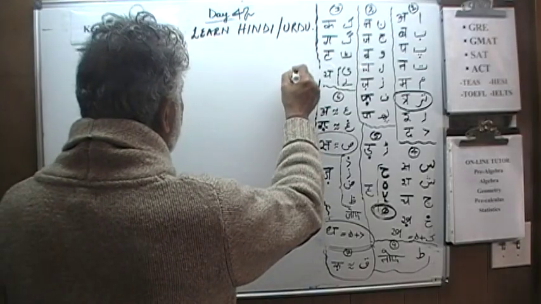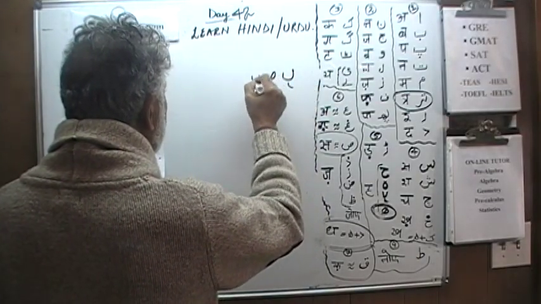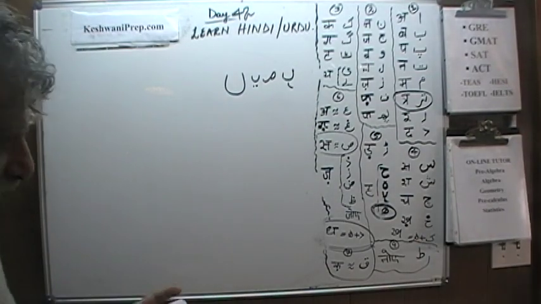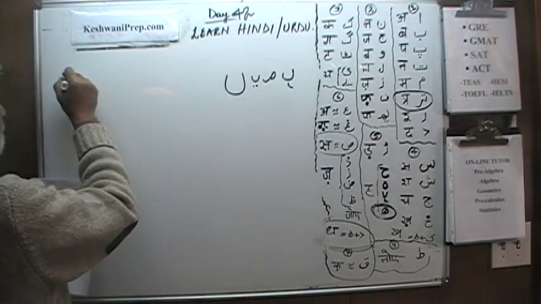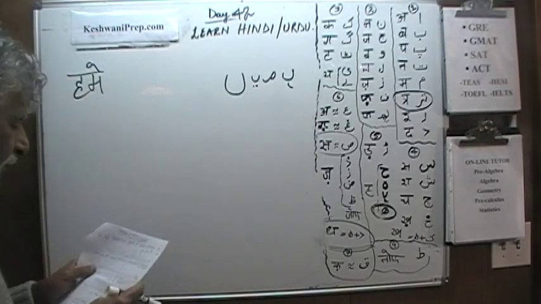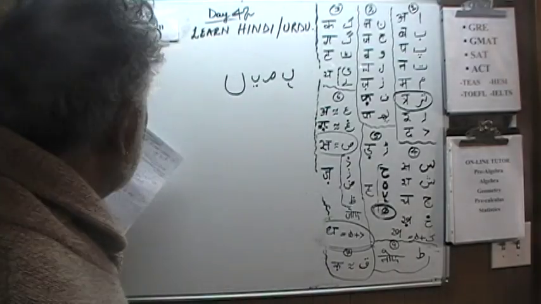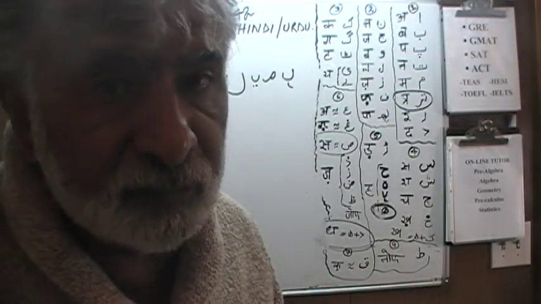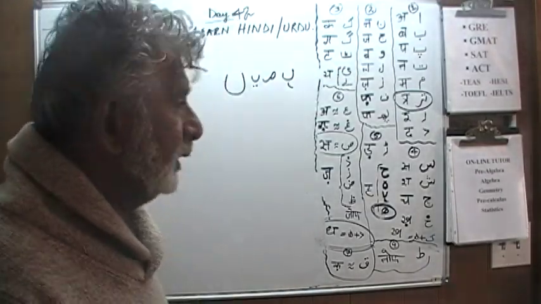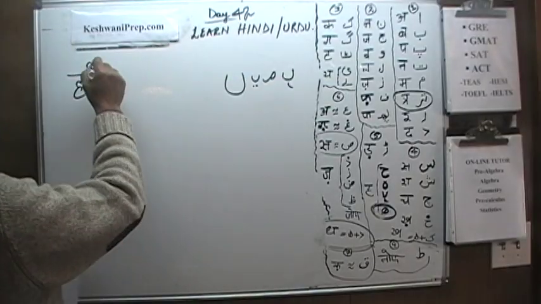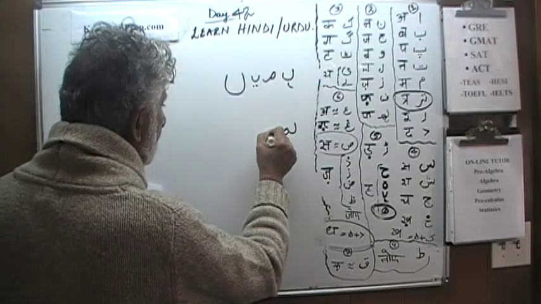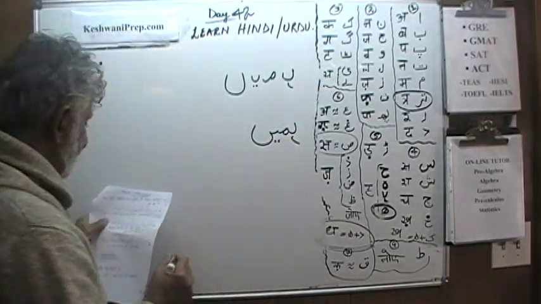The first word is hame. Ha, mim, and ye, and then nun gunna. Hame. We have written many times with the nun gunna. So ha, me. But so far, what is written in Hindi is hame. It's not hame, it's hame. With the nun gunna, so we need a dot here, hame. Let's put it together. Ha, me, hame.